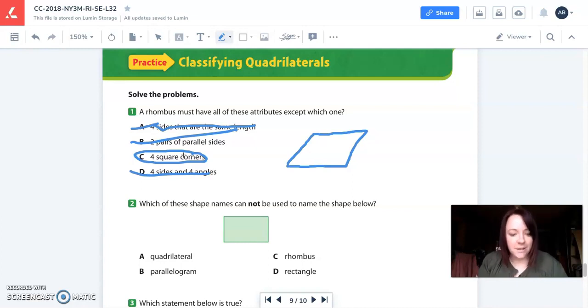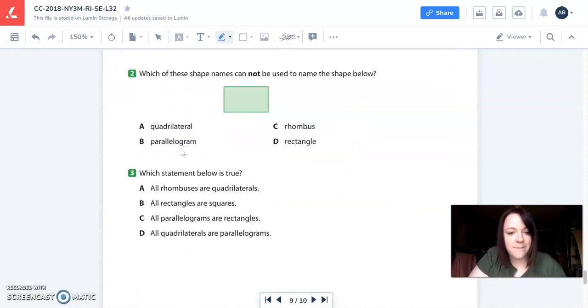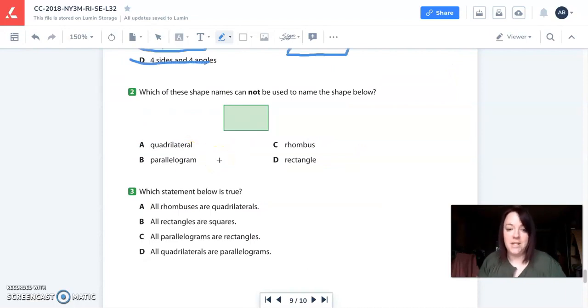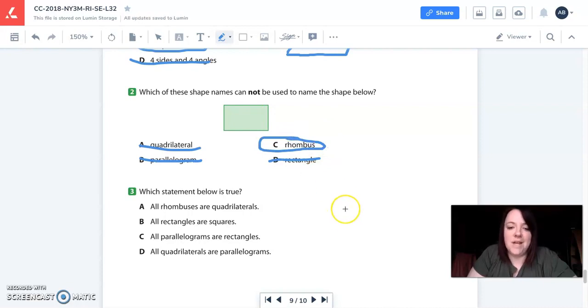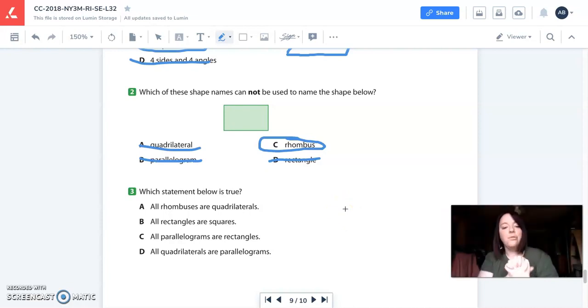All right, number 2, which of these shape names cannot be used to name the shape below? Well, let's look. Quadrilateral, 4 sides, 4 angles. We know A is not right. Parallelogram has parallel sides, has 4 sides, not the answer. A rectangle, well, we know it is a rectangle, so that's not right. Rhombus. That is what it is, because a rhombus does not have 4 square corners, but guess what a rectangle has? 4 square corners.